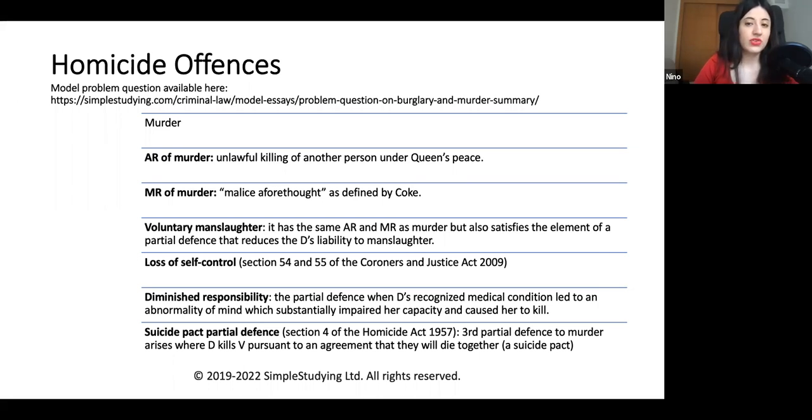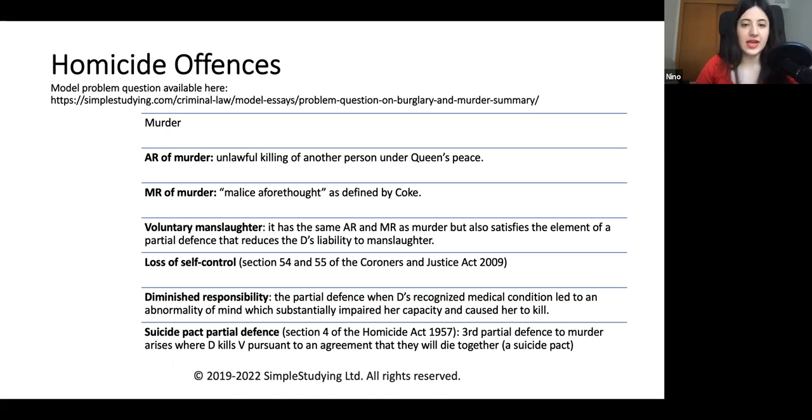So make sure that with every offence that you're discussing in criminal law, you first mention what the actus reus and mens rea are, and then whether there are any defences that the defendant can rely upon. If there are any defences, it could be voluntary manslaughter or involuntary manslaughter. Or if there are full defences, then that means no liability.